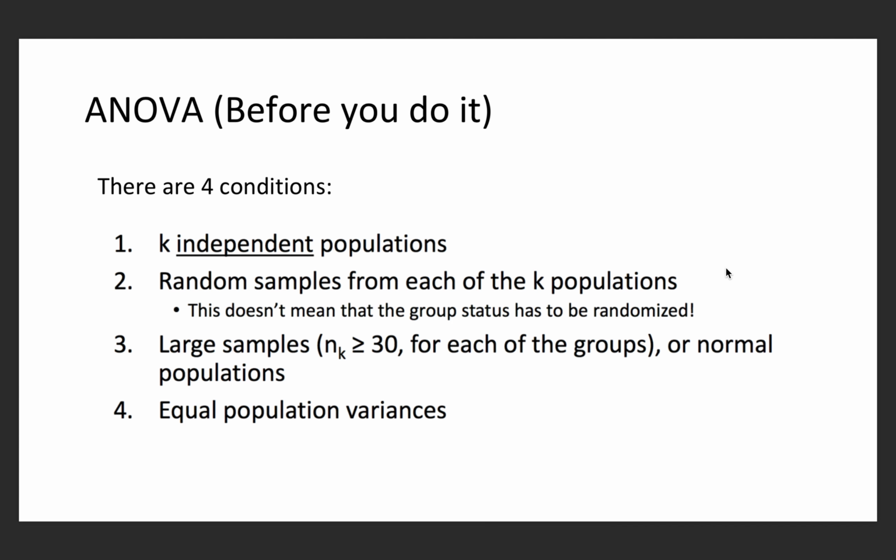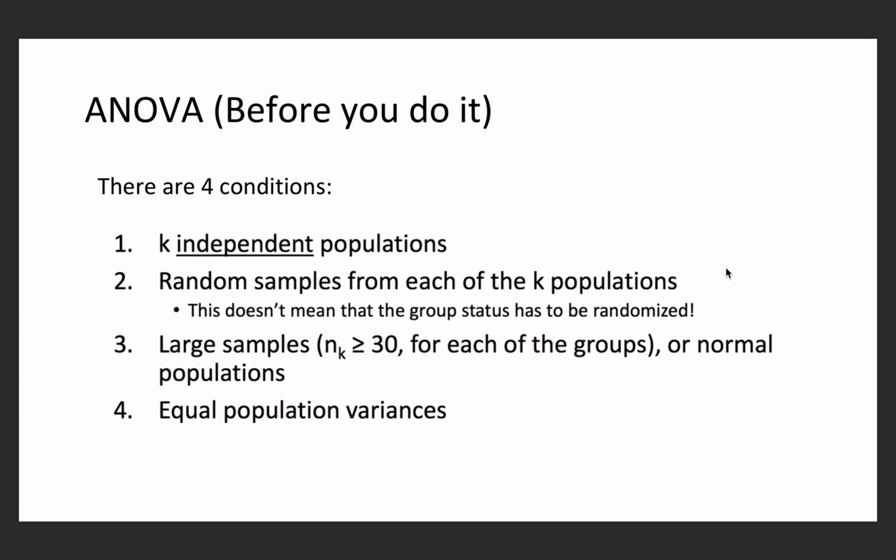Before we do it, there are conditions, right? Like all the tests, there are conditions for ANOVA. What are the conditions for ANOVA? The first one should be K independent populations. The second one is random samples from each of the K groups. It's random. It doesn't mean that the group status has to be randomized, just random samples from the population.